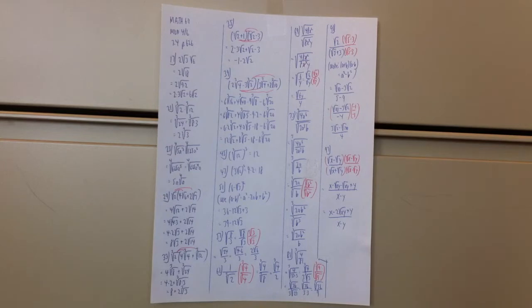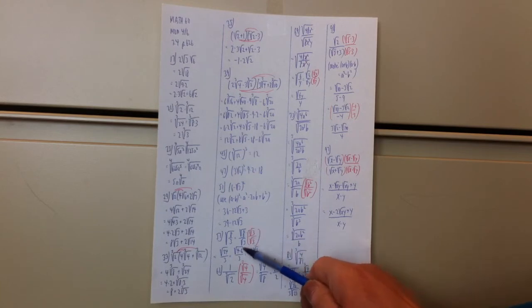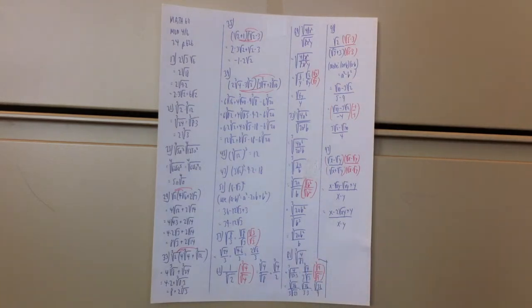57, we now have a set of problems where we're trying to rationalize the denominator. That means to get a nice denominator, not having a radical, but just a nice number like 3. So square root of 8 over 3, I can split it into radical 8 over radical 3.